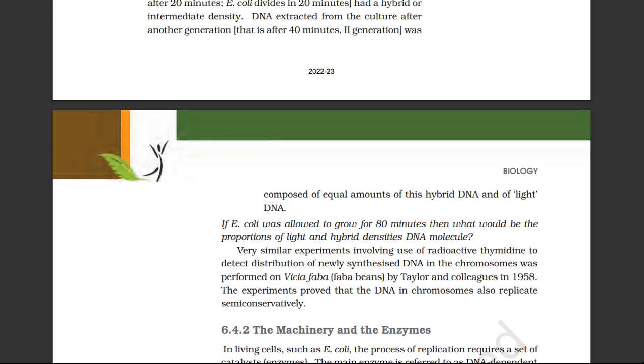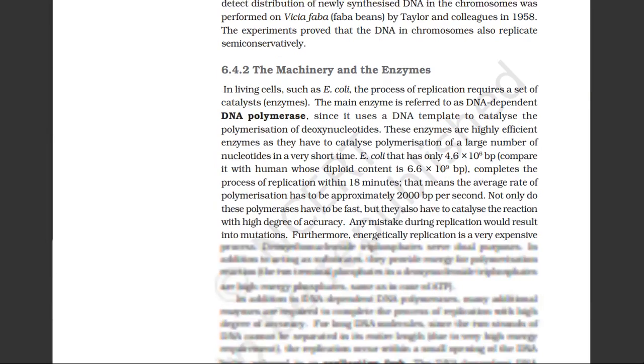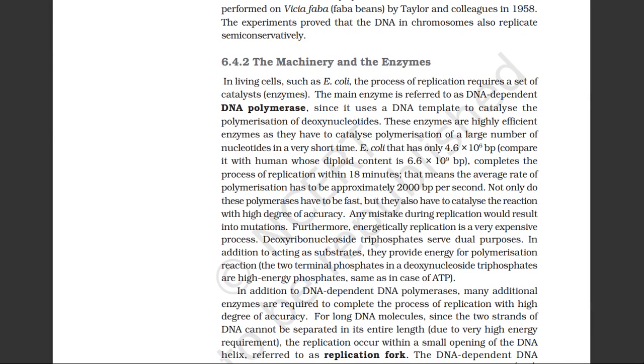6.4 Machinery and the enzymes. In living cells, such as E. coli, the process of replication requires a set of catalysts, enzymes. The main enzyme is referred to as DNA-dependent DNA polymerase, since it uses a DNA template to catalyze the polymerization of deoxynucleotides. These are highly efficient enzymes, as they have to catalyze polymerization of a large number of nucleotides in a very short time.